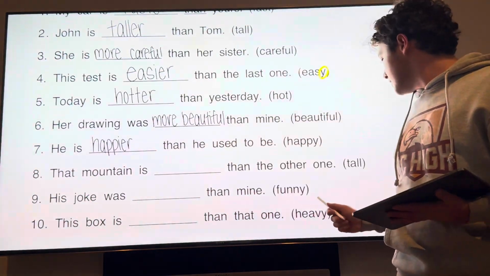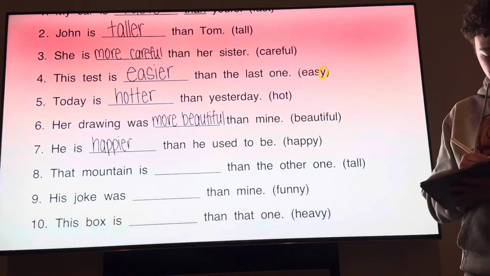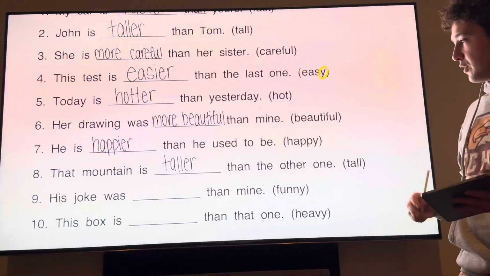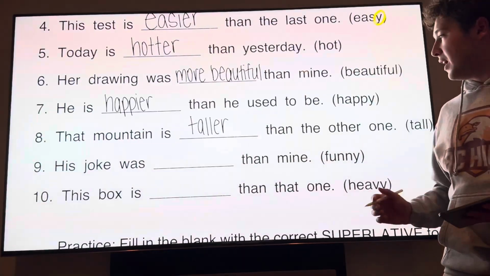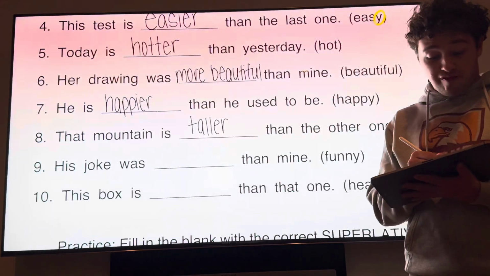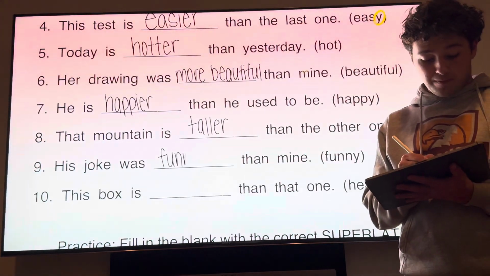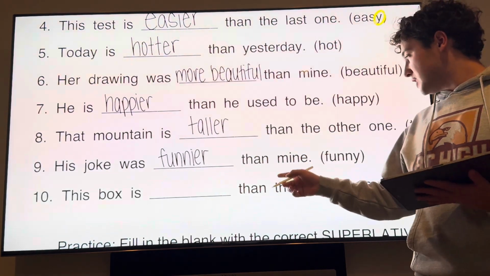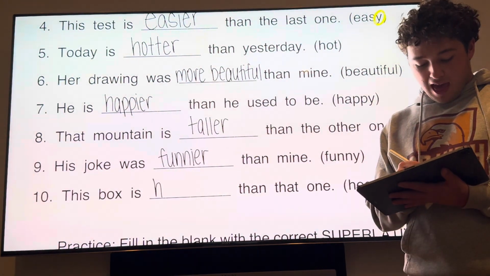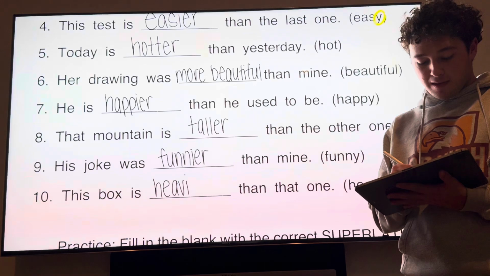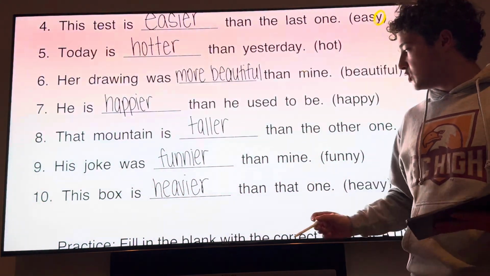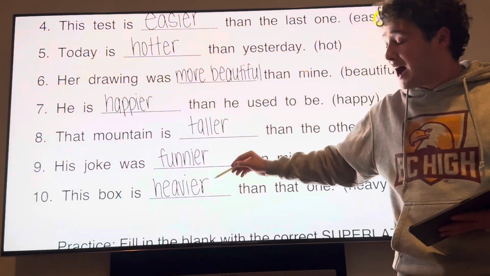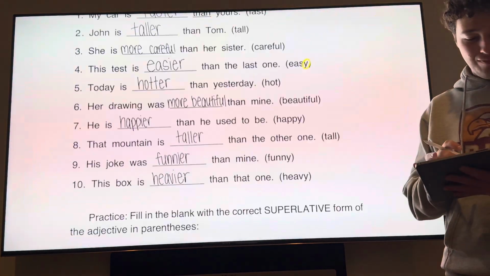That mountain is taller than the other one. On number 9, his joke was funnier than mine. This box is heavier than the last one. Don't forget to change these Y's here into I's before you add the ER.